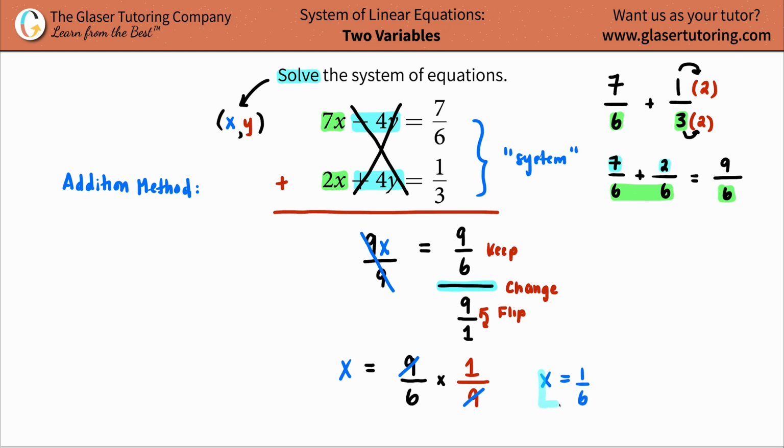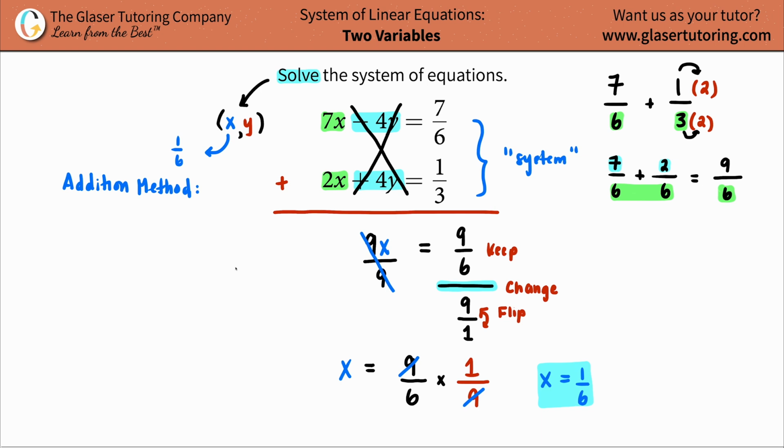So we have half of the piece of the puzzle already done. We know that the x value is going to be 1/6. Keep in mind that that solution, that's part of your point. So the x coordinate is going to be 1/6. Now we just got to find out what the y is.